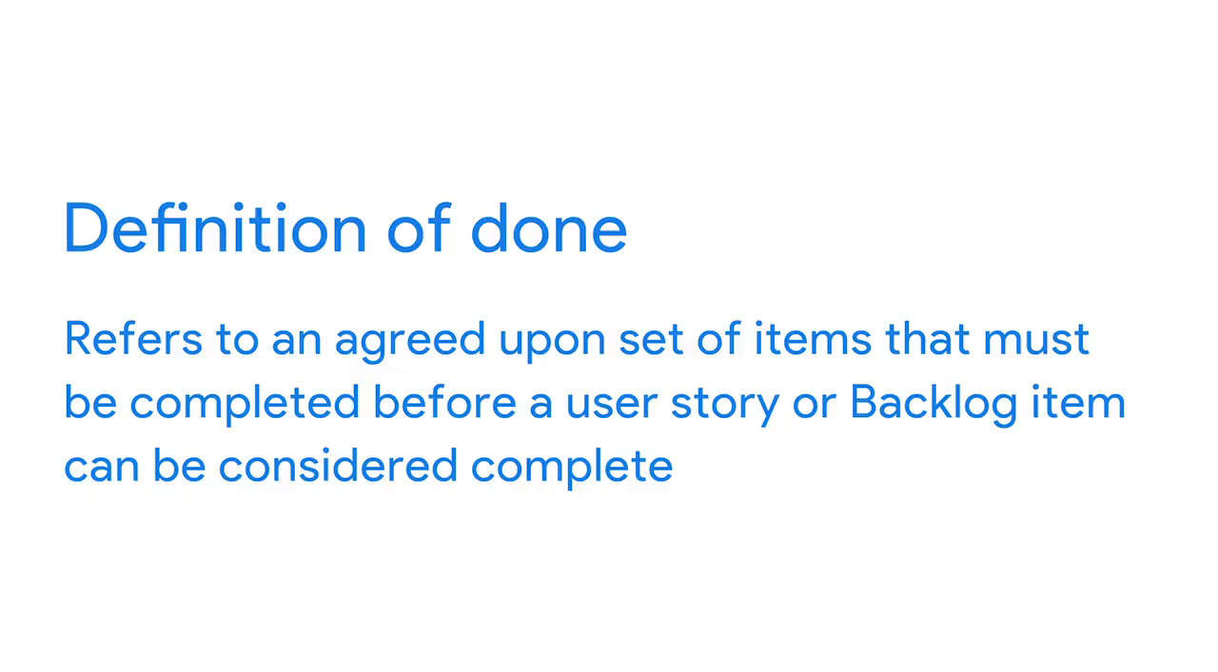We've discussed sprint lengths and story sizes, so let's explore the meaning of definition of done. Definition of done refers to an agreed-upon set of items that must be completed before a user story or backlog item can be considered complete.